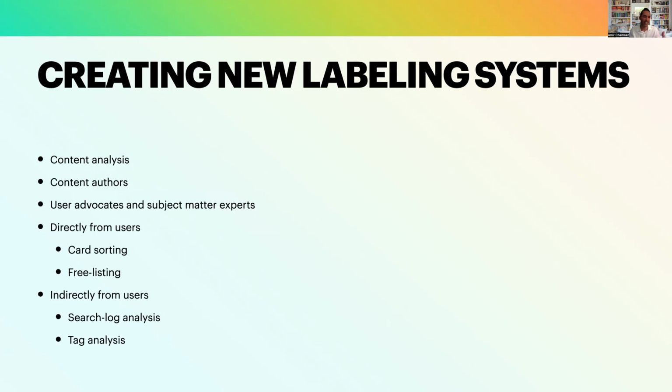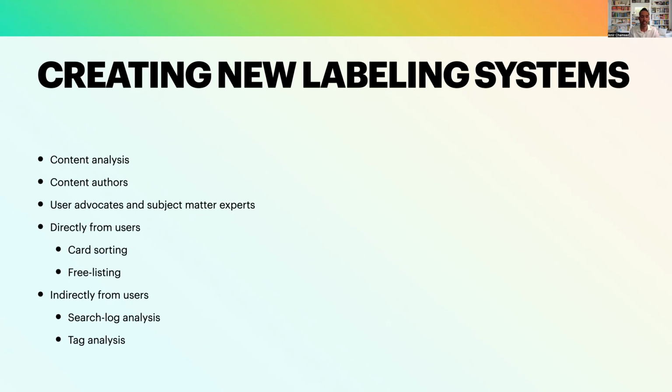And in deciding how these labels would apply and what is best, you can do a content analysis, again, of your site, those domains, other places, to come up with a list. You can ask content authors, if there are people who are writing or creating content. There might be subject matter experts, like if it's an application for law, there could be lawyers who know the subject matter and may know specific labels. You can ask them directly from users, such as in card sorting or free listing.